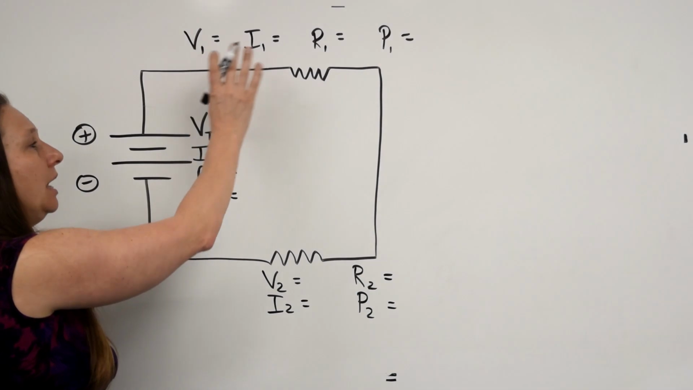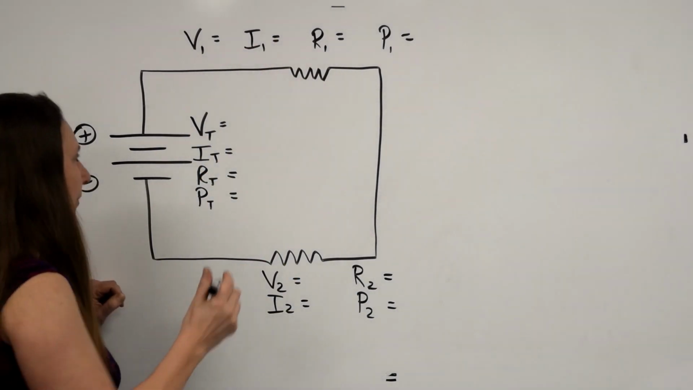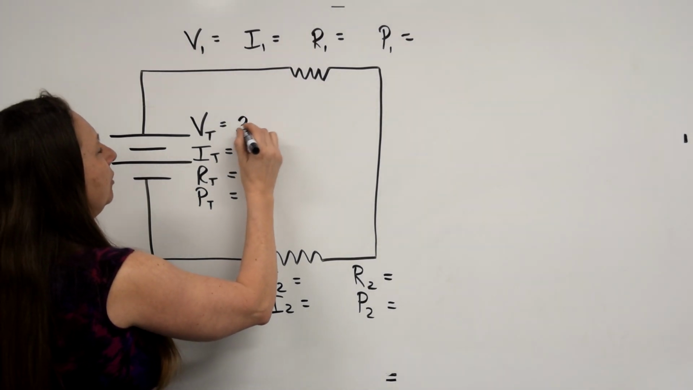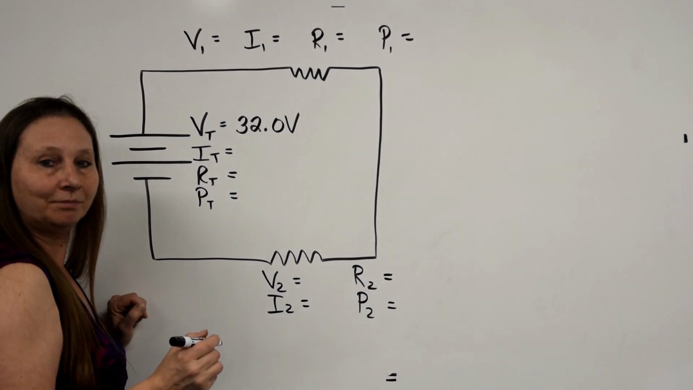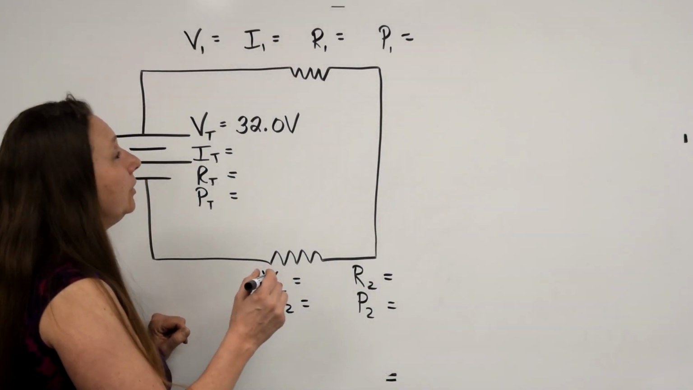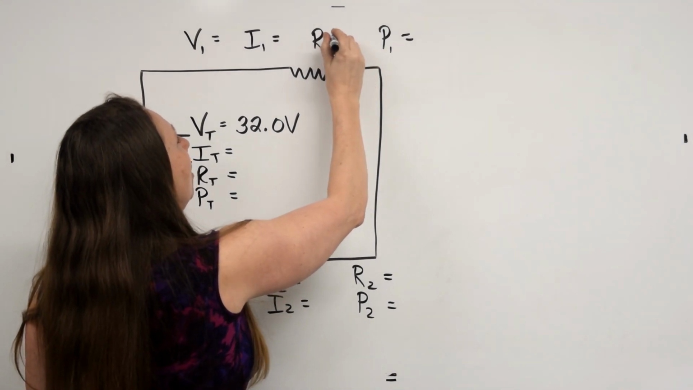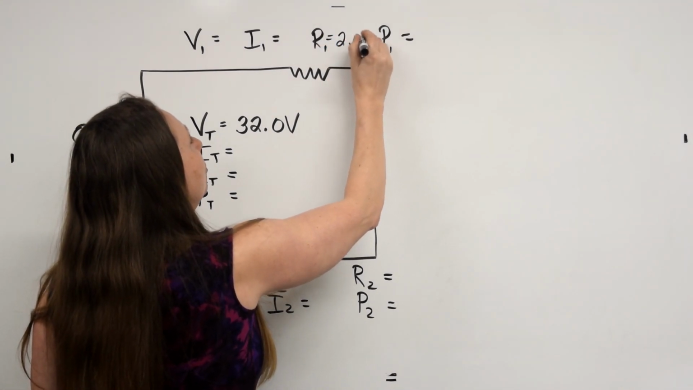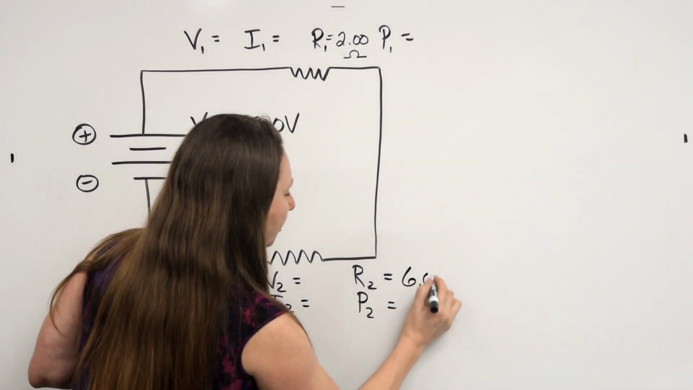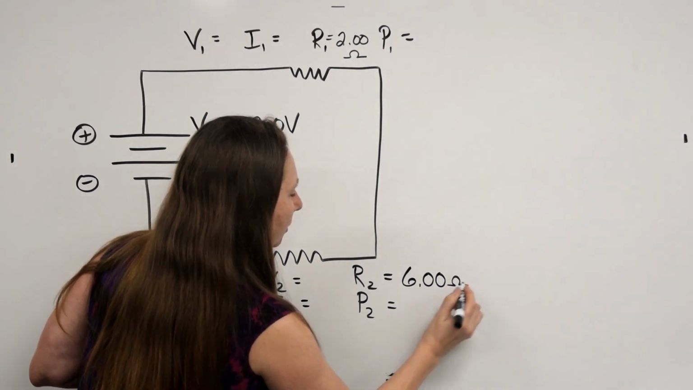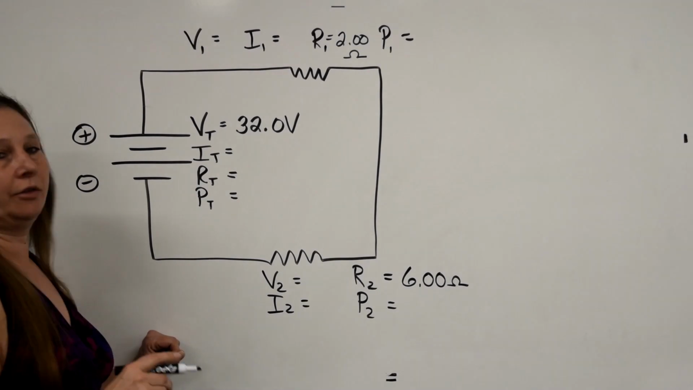All right? VIRP, VIRP. Now, the information we have at the beginning of the problem, the total voltage, the voltage of the battery, is 32 volts. And the resistance for this resistor is 2 ohms. And this resistor is 6 ohms. Okay, so let's start filling in all of the other variables.